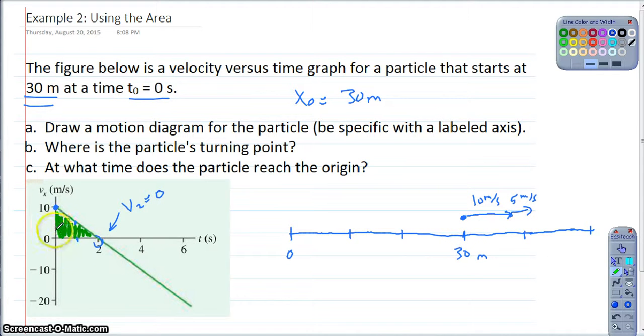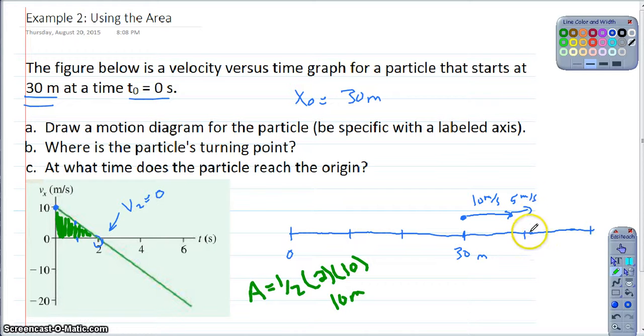So if I do that, well, this is just a triangle, right? So again, it's 1/2 base times height. So the area underneath that curve would be 1/2 my base, which is 2, times my height, which is 10. So obviously this just ends up being 10 meters. So again, what does that tell us? We don't turn around at 10 meters, but we turn around 10 meters from where we started.